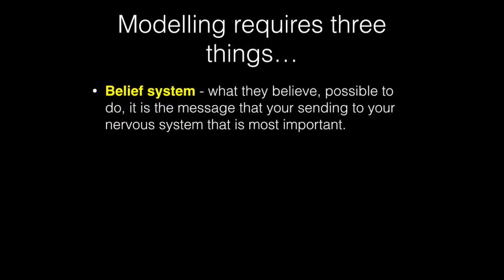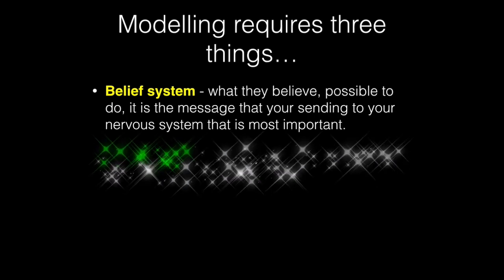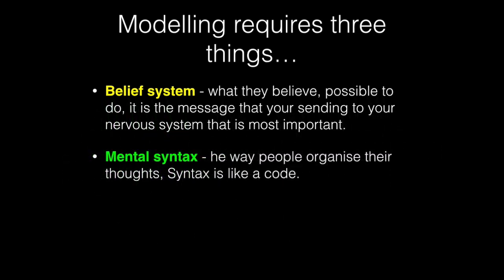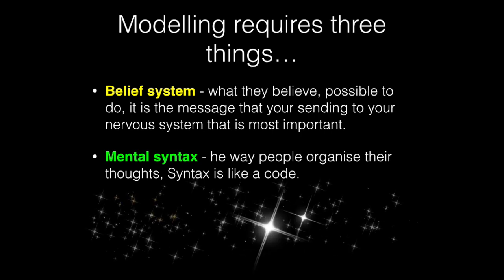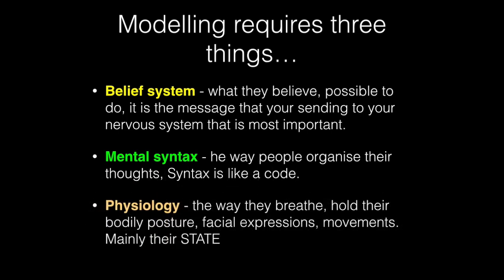Okay. Now, modeling requires 3 things, as I quickly touched on. It requires a belief system, what they believe is possible to do. It is a message that you're sending to your nervous system that is most important. It's the mental syntax, the way people organize their thoughts. Syntax is like a code that we can go into in class should you wish. And it's the physiology: the way they breathe, hold their bodily posture, facial expressions, movements, mainly their state.